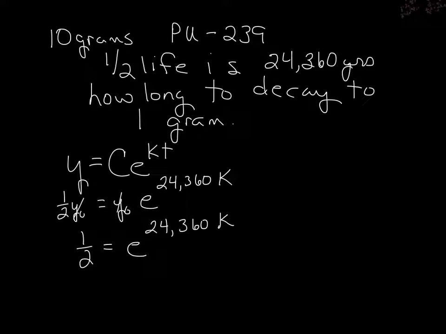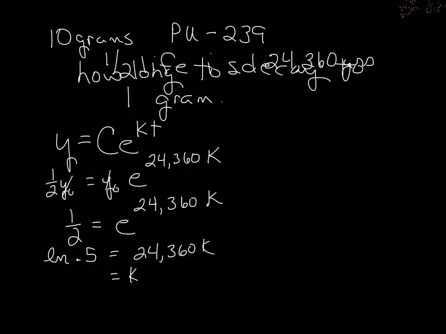24,360 is your time. We need to know what K is. So again, you take the natural log of both sides. And K is going to be equal to the natural log of 1/2 over 24,360. That's the exact value.